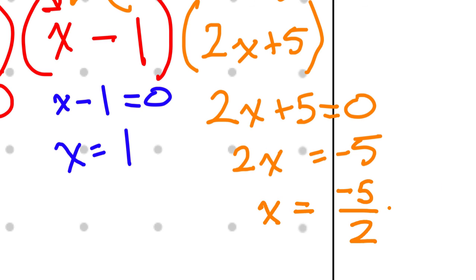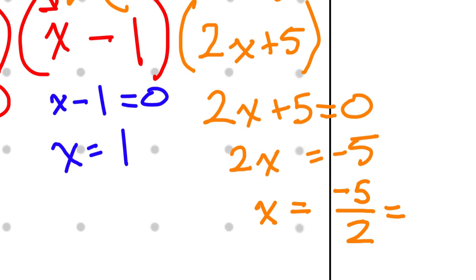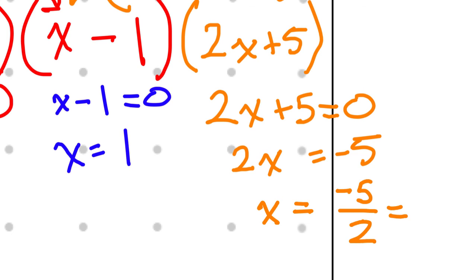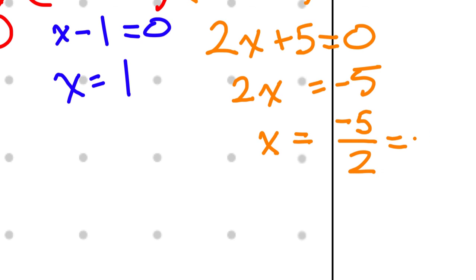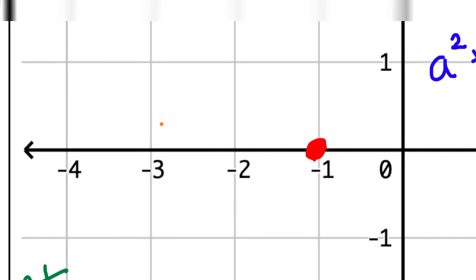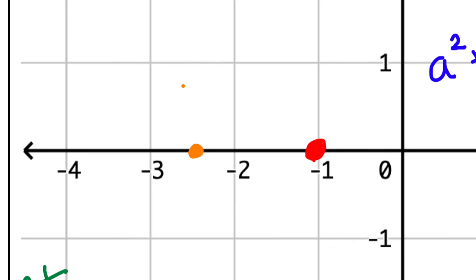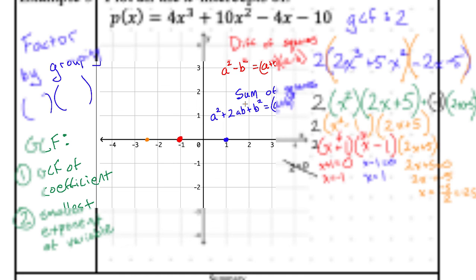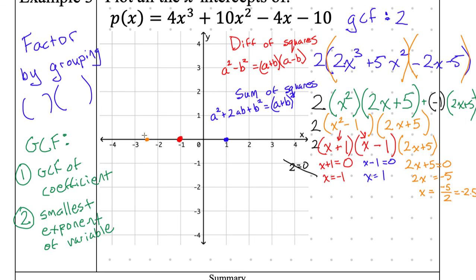And quiet raised hand, the decimal version of negative 5 halves is what? I need the decimal form. Colby. Negative 2.5. There it is. Negative 2.5. So I'm going to come over here to negative 2.5. And there is our answer. We know that it has x-intercepts here, here, and here: negative 2.5, negative 1, and 1.